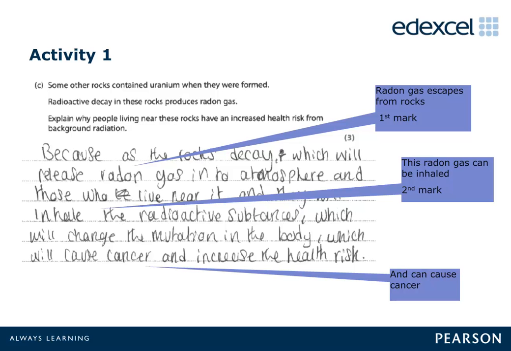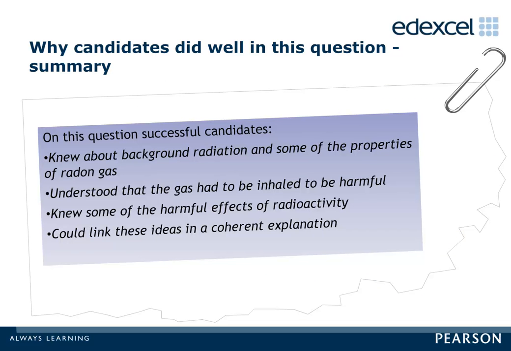This question requires candidates to present a coherent explanation linking 3 of the points in the mark scheme. The question itself does not offer much structure, but the mark scheme has several alternatives to accommodate responses with different structures. This response linked the 2nd, 3rd, and 4th marking points from the mark scheme, and so scored all 3 marks. Successful candidates could link ideas about the properties of radioactive radon gas with the effect it can have on people living nearby.